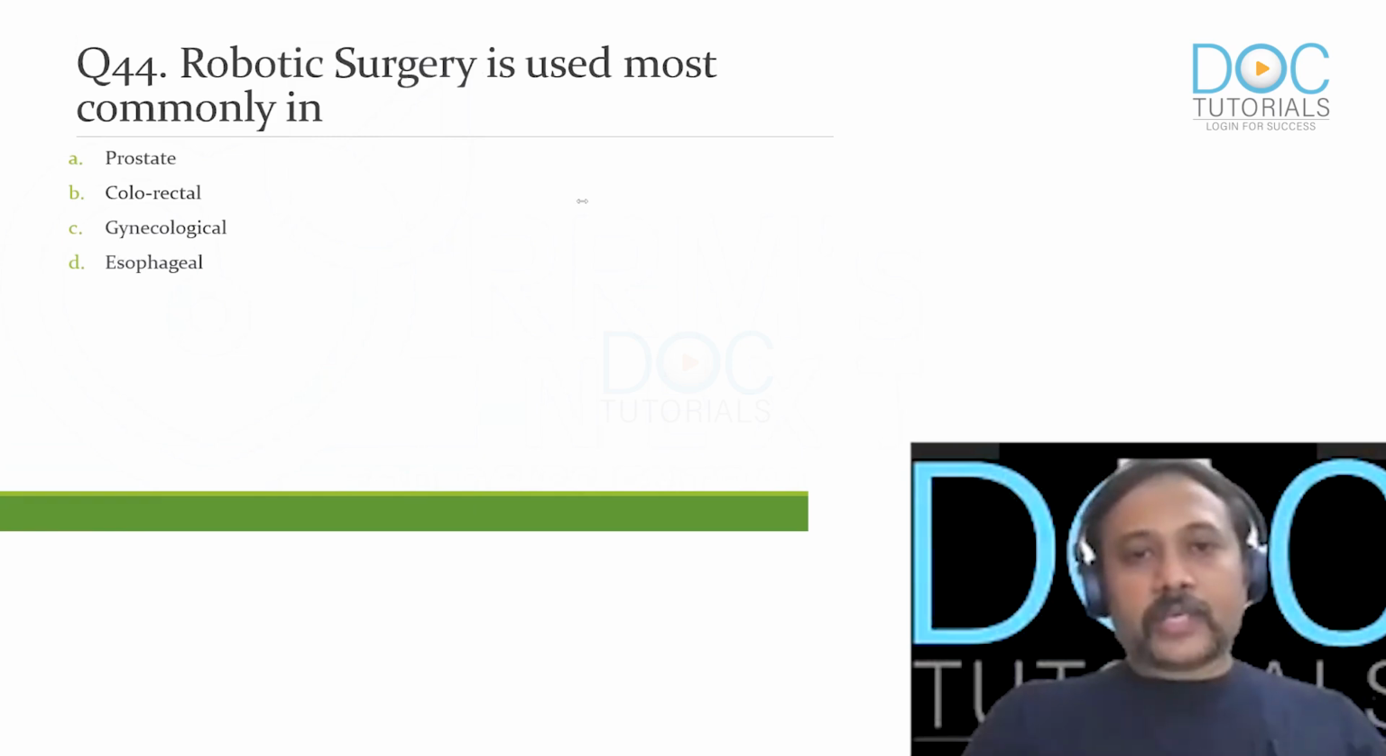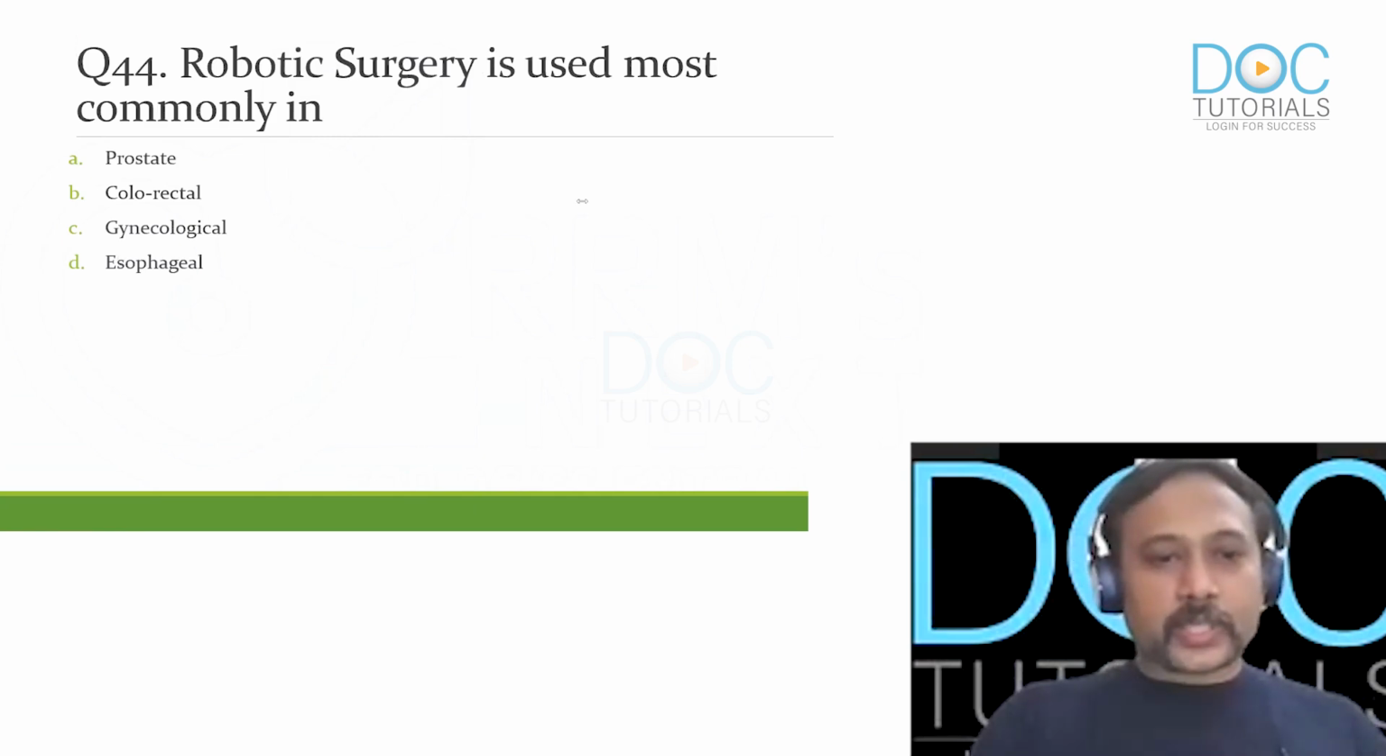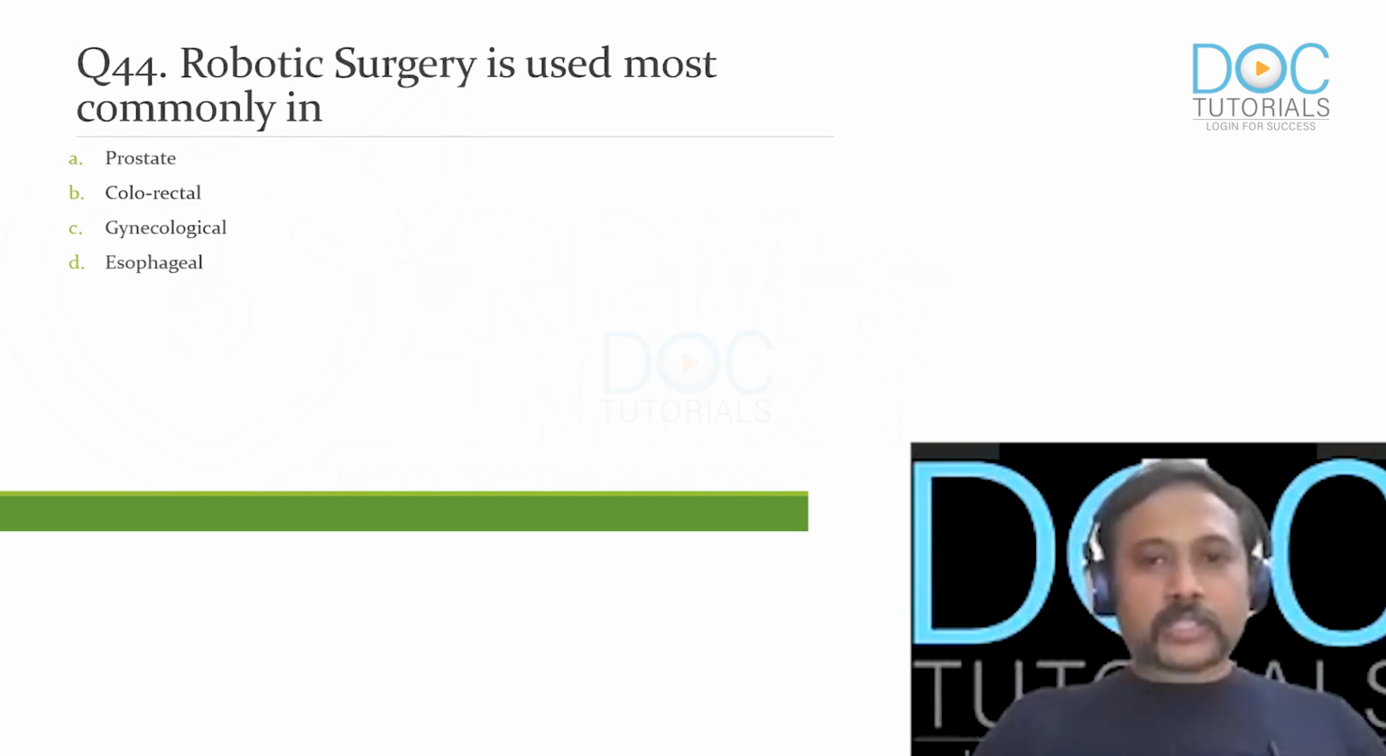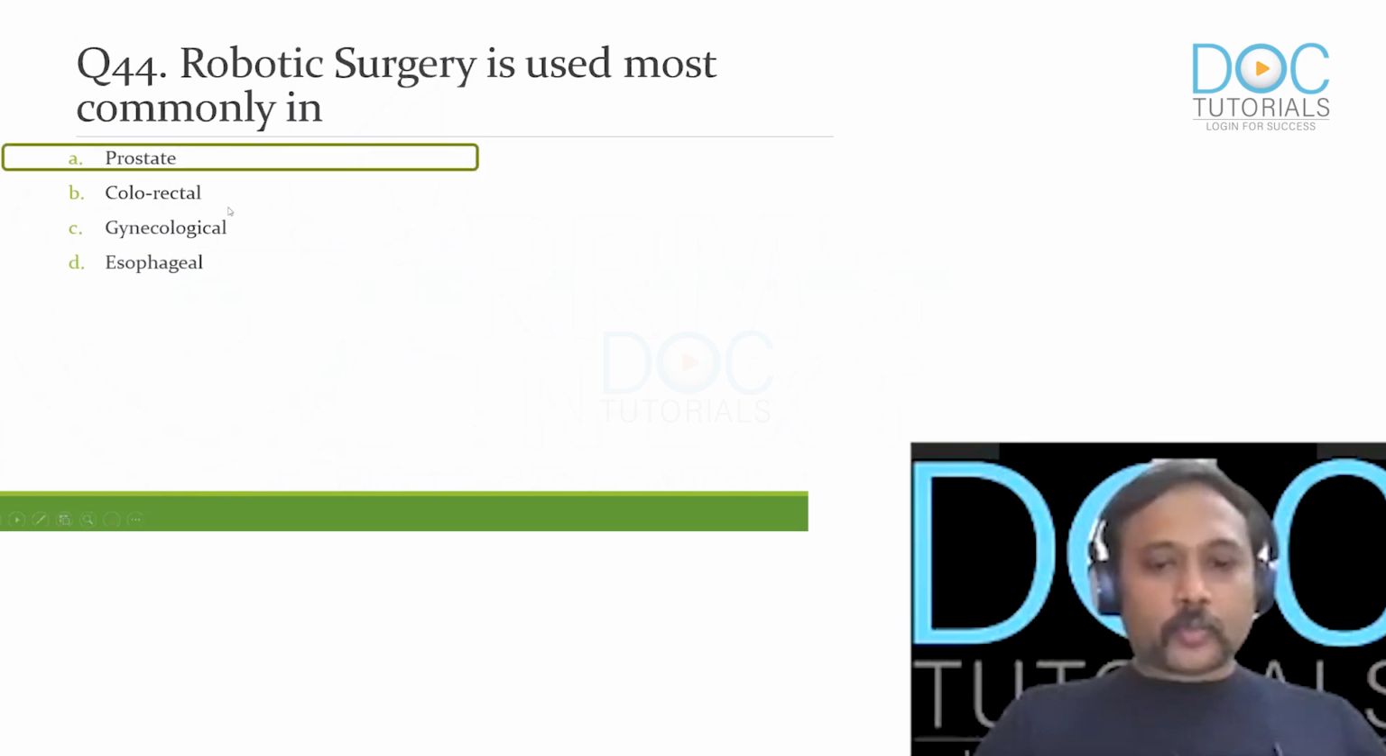If it is asked as where it is most commonly used in, then the answer is very clear. Then it is going to be your prostate. So most commonly it is going to be used in prostate. That is the worldwide trend. If you look at it, the most common surgery done using robotic surgery is going to be your robotic radical prostatectomy. So the answer will be clearly your prostate. So here the most common use of robotic surgery is in prostate.